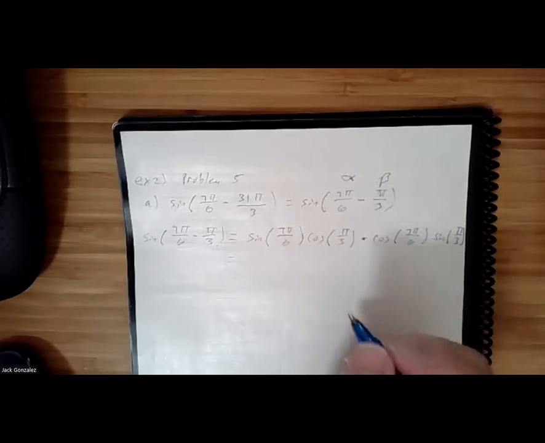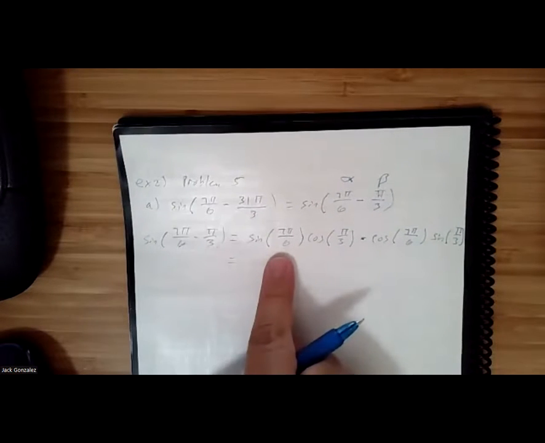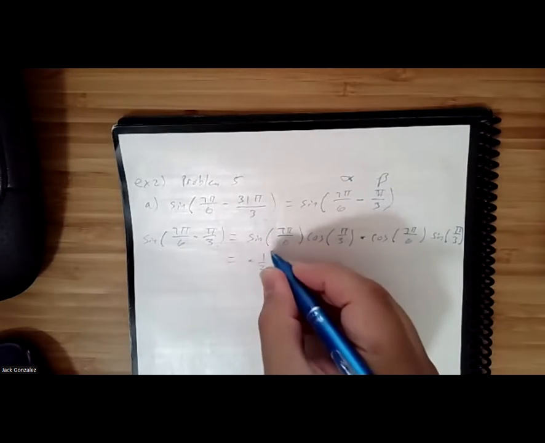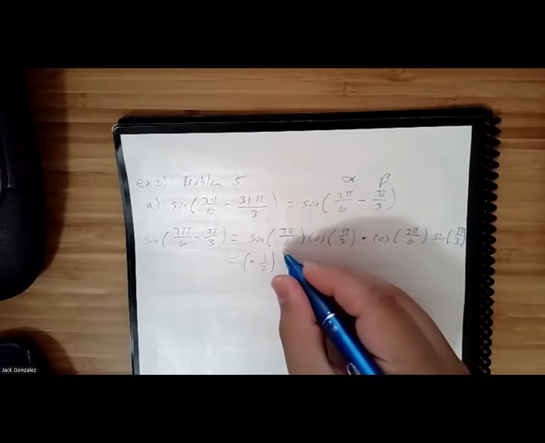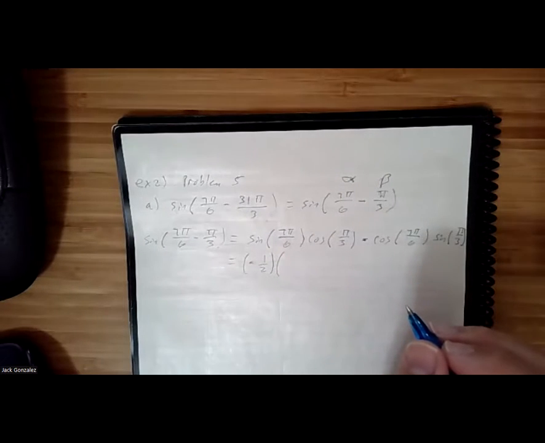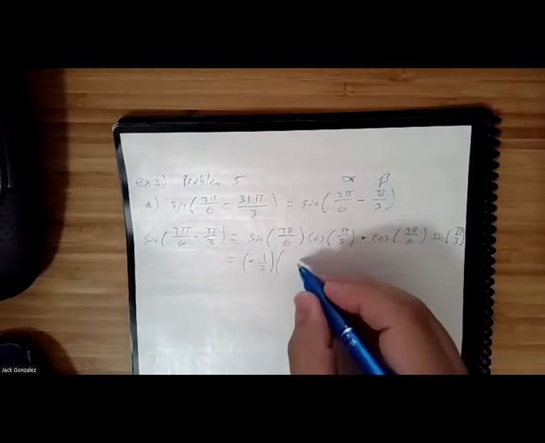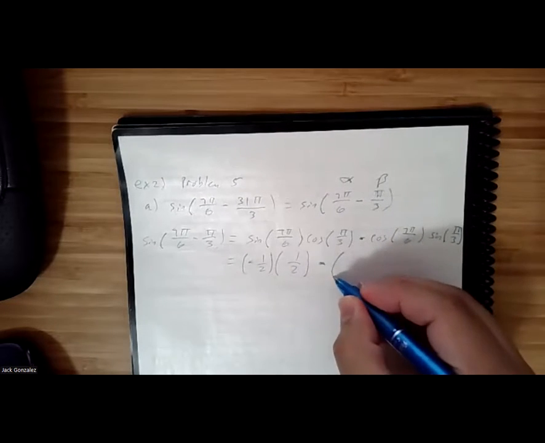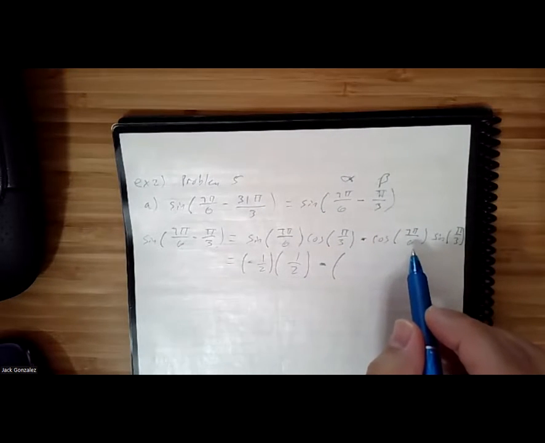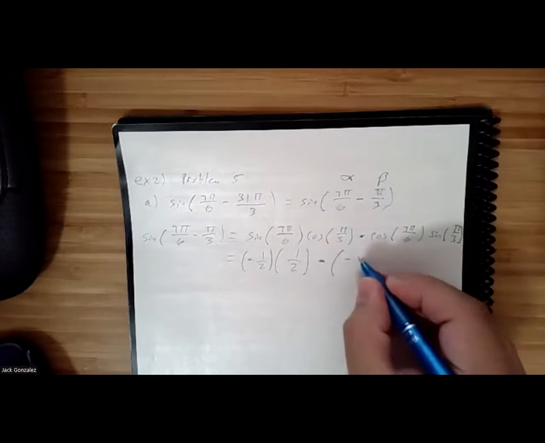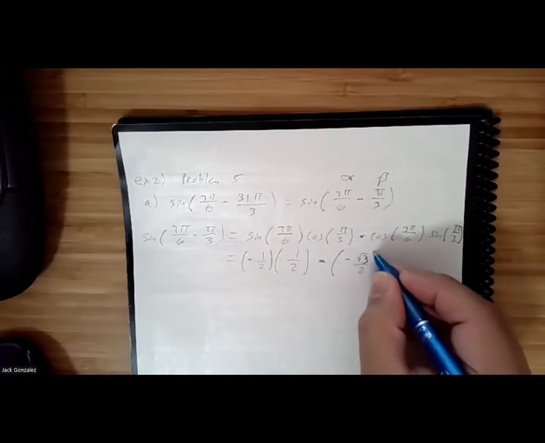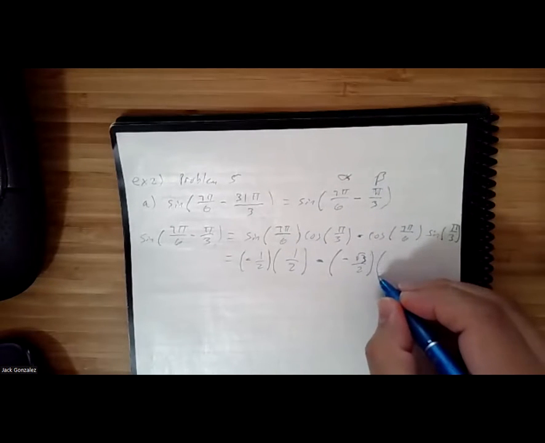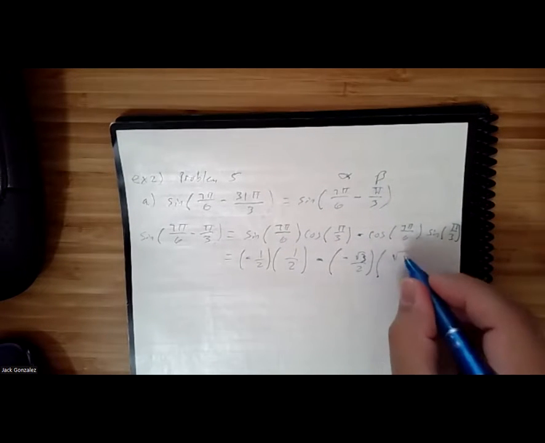So now we just look at the circle. 7 pi over 6 for sine on your circle, the y value, is negative 1/2. Cosine of pi over 3, that's going to be positive 1/2. Minus, that's built in. Cosine of 7 pi over 6 will be negative square root 3 over 2, times sine of pi over 3, which is positive square root 3 over 2.